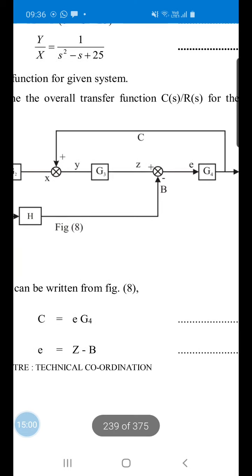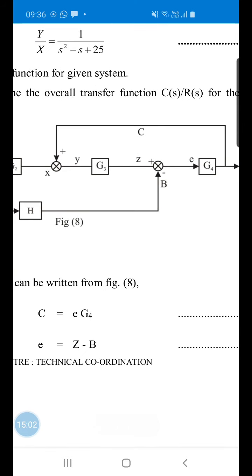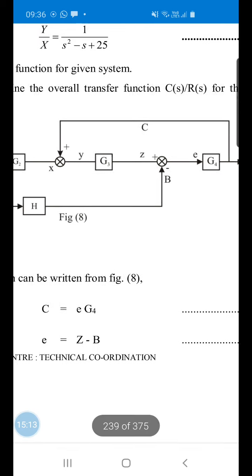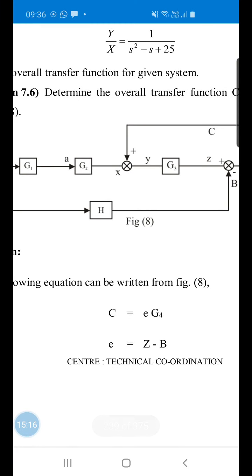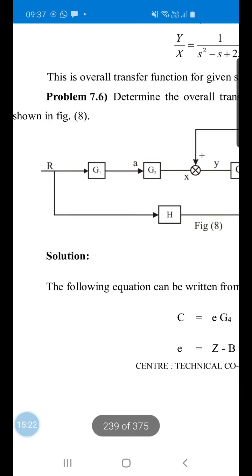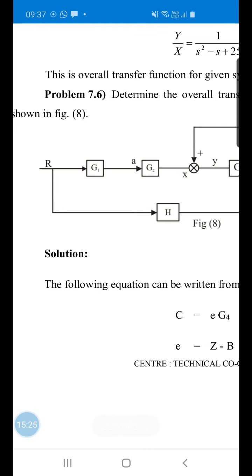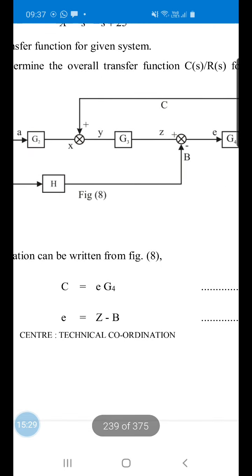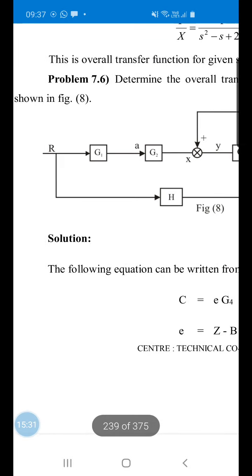Yes. What is E? E is equal to Z minus B. Now you understand. What is Z? Z is equal to G3 into Y. What is Y? X plus C. What is X? X is equal to A into G2, into you can write GA. What is A? A you can write G1 into R. And what is B? B you can write H into R.